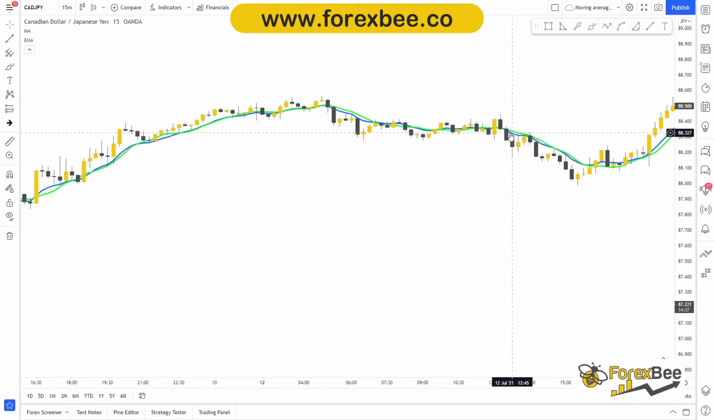And you can see that the exponential moving average is responding faster than the simple moving average. The reason for this is that the exponential moving average gives a weighted average to the most recent candle. It gives most importance to the most recent candles. However, the simple moving average gives equal importance to all the data points or the candles in the previous data. So that's why you can see that the exponential moving average is responding more quickly than the simple moving average.